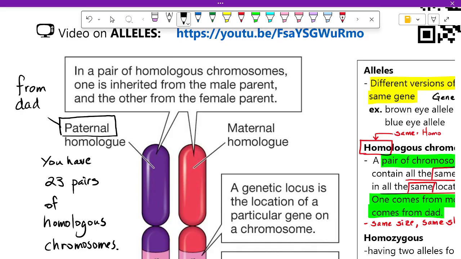Does anyone remember the symbol that we use for dad? You may or may not have done this. A circle and an arrow. That is Mars's shield and spear. Maternal means it comes from mom. And the symbol for mom or maternal is like that. That is Venus's hand mirror. So these are from the Roman gods.